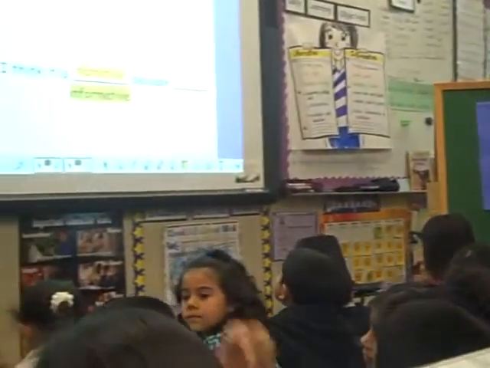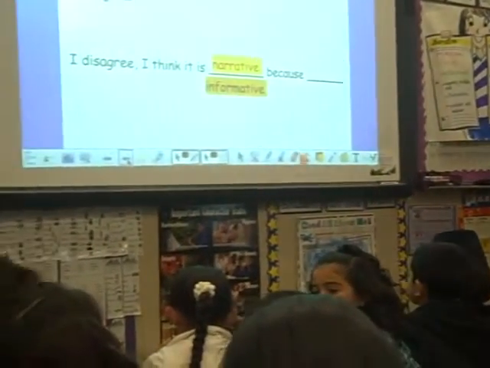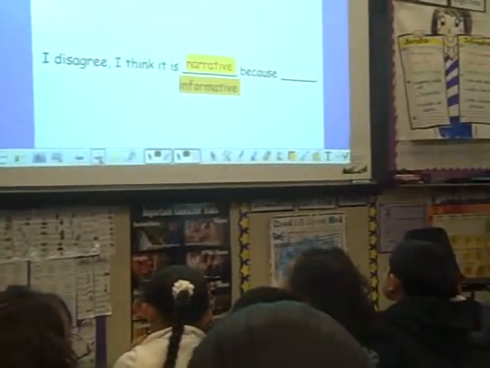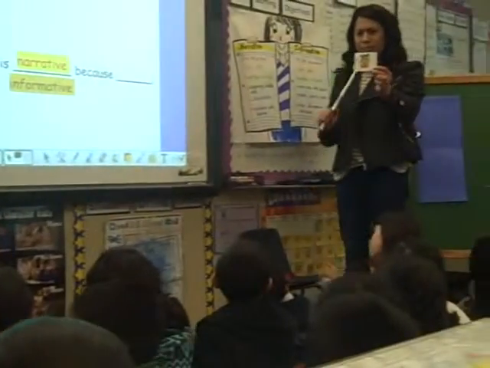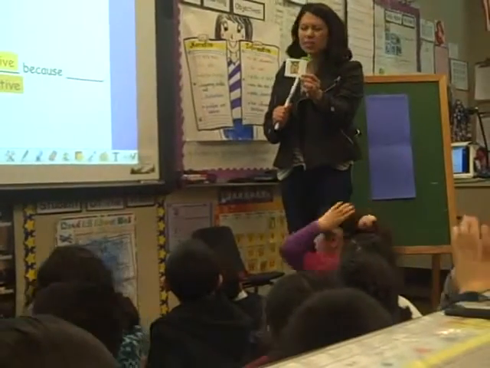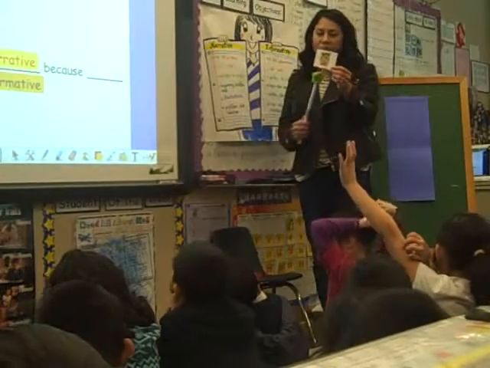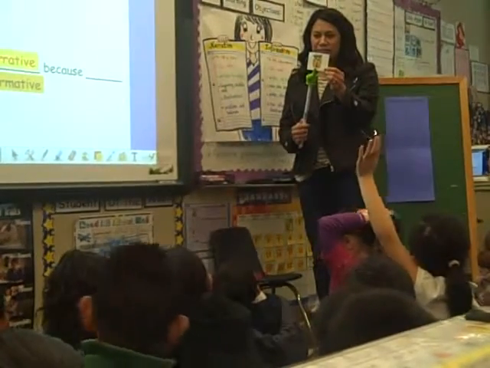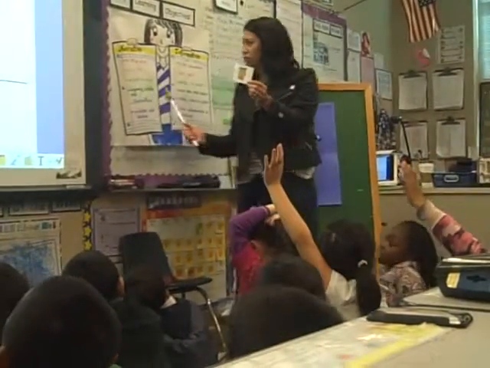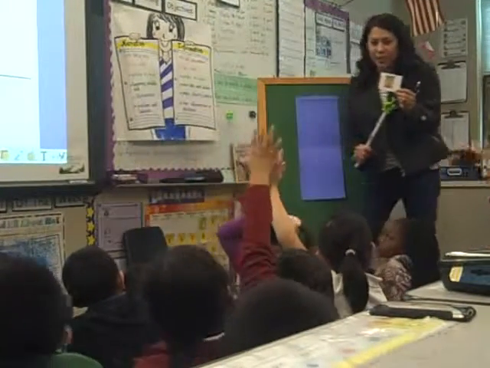Because it doesn't have a beginning and middle and end. This picture doesn't have a beginning, middle, and end? That's not quite the reason why. I disagree with that reason. I'm thinking of what is the reason why this is a narrative. Oh, now I know. Think about it. Use your anchor chart to help you.